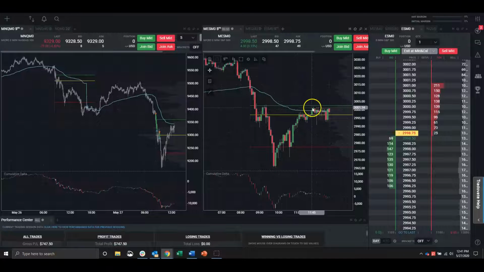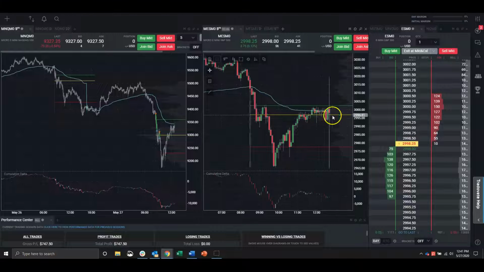Because we have this nice move to the upside, another 35 points to the upside. A lot of people are getting out of their shorts up here. A lot of volume is being conducted. People are getting out of their longs. A lot of volume is being conducted. People are getting into new shorts for a potential rotation down to the other side.